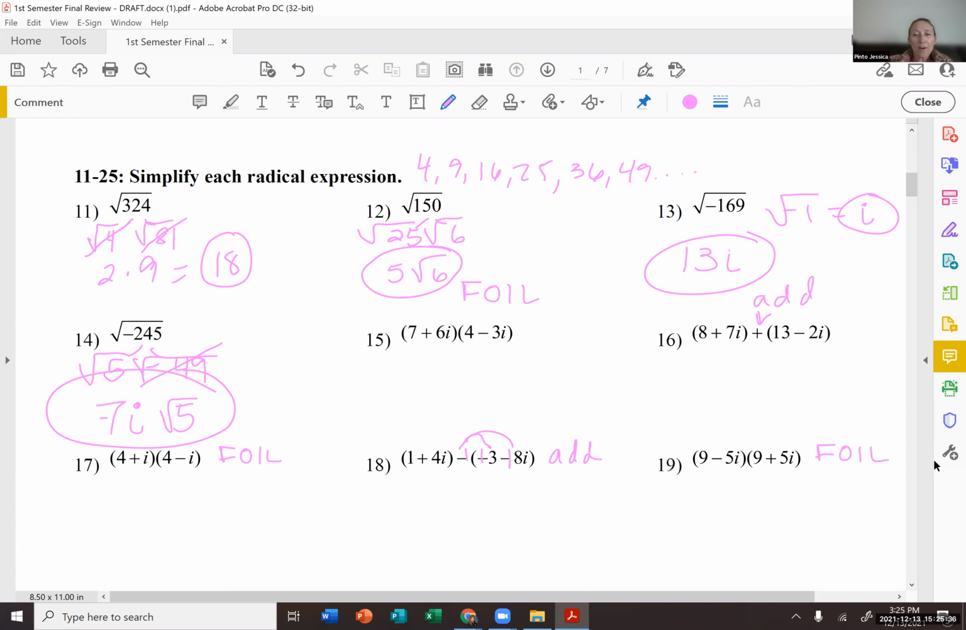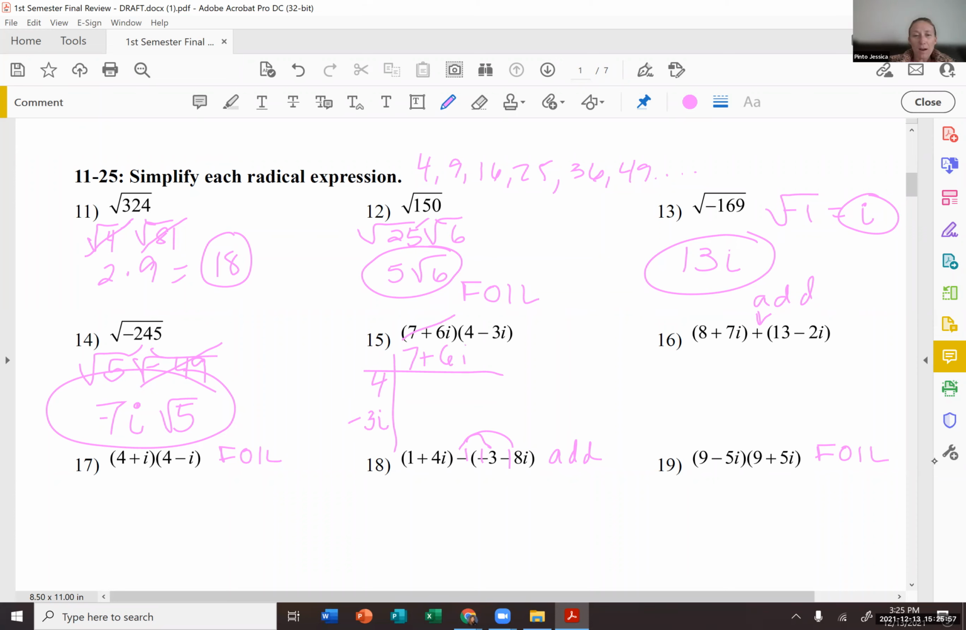So FOIL is an acronym that talks about the double distributive property. If you prefer to use the box method, I saw some of that on your guys' work. We can do that. I'll show that here. So this will be 7 plus 6i. So I've used that one. So I do 4 minus 3i.